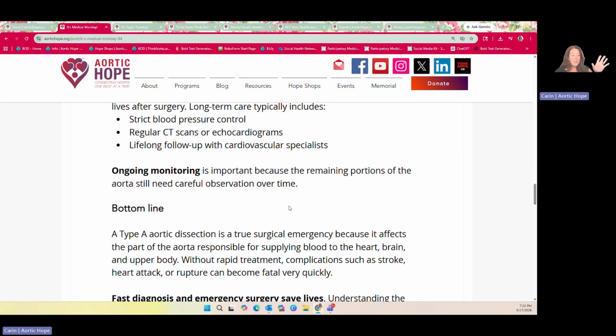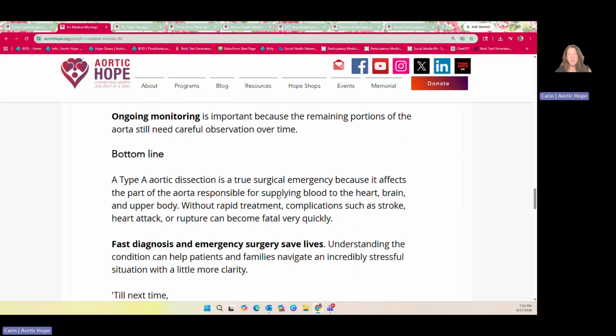So here's the bottom line. A type A dissection is a true surgical emergency because it affects the part of the aorta that's responsible for supplying oxygenated blood to the heart, the brain, and the upper body. There's a lot going on there. Without rapid treatment, complications such as a stroke, heart attack, or rupture can become fatal very quickly. So fast diagnosis and emergency surgery save lives. Understanding the condition can help the community, patients, and families navigate a very stressful situation with a little more clarity. I love this post.